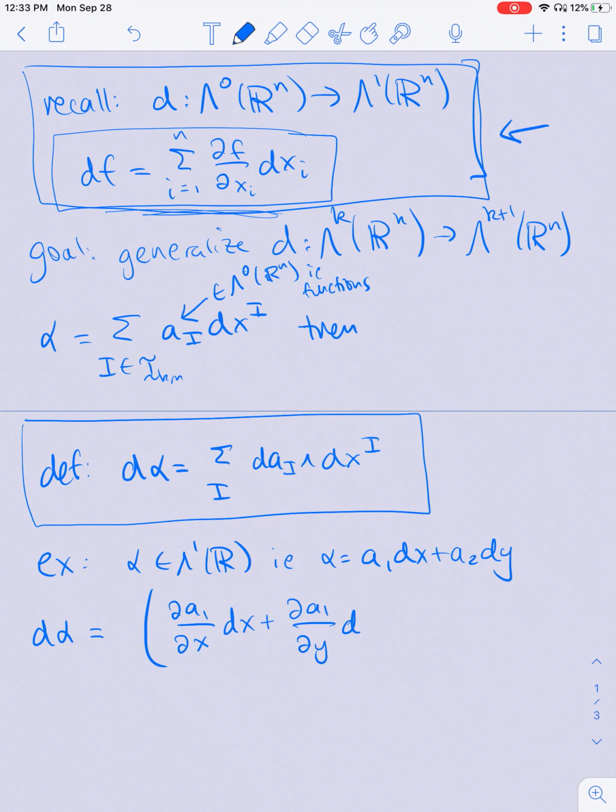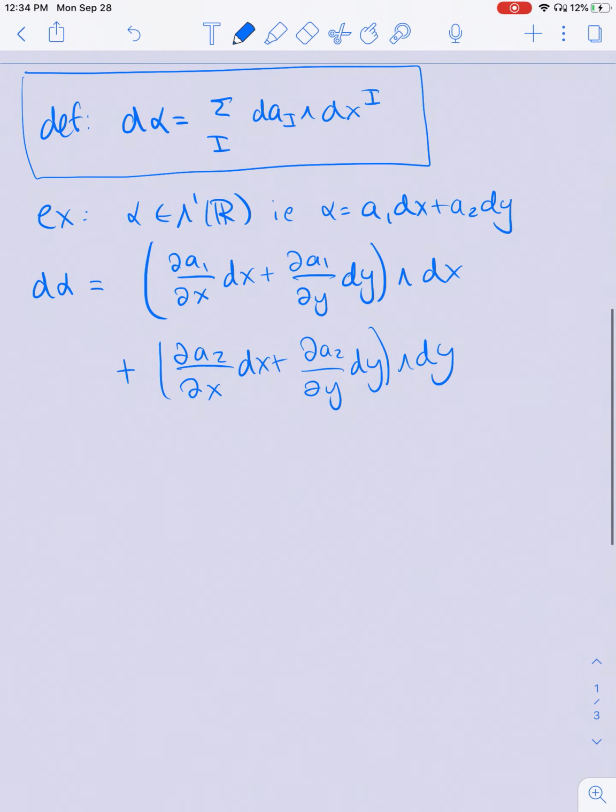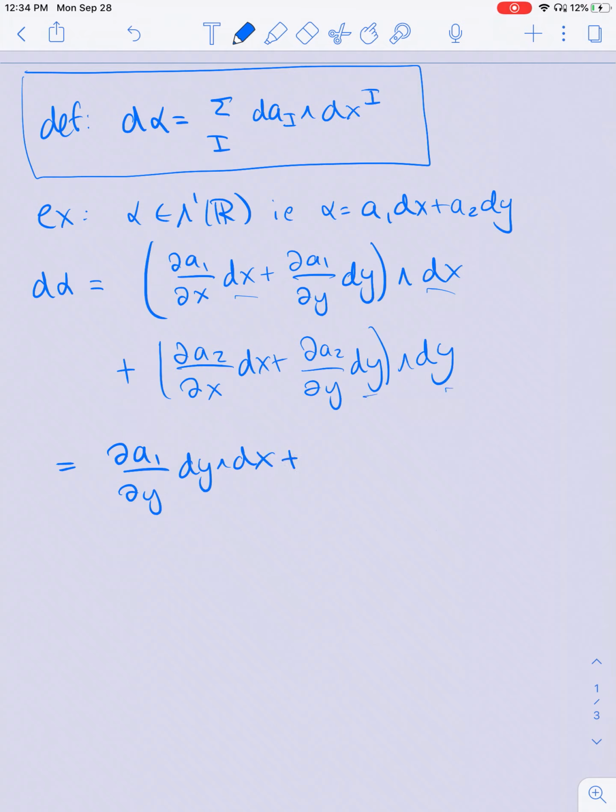a1 in terms of y times dy wedge dx plus d of a2. So a2, derivative of a2 by dx plus the derivative of a2 by dy wedge dy. And then I can compute what all these wedge products are. When I wedge an x with an x, I get 0. So all I'm going to get is dA1 over dy wedge dx plus, and then when I wedge a y with a y, I'll get 0 again. So this will be dA2 by dx, dx wedge dy.